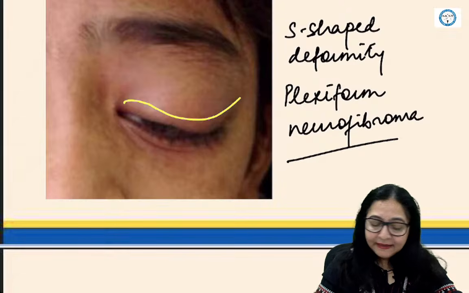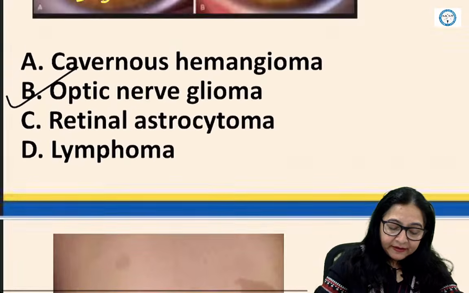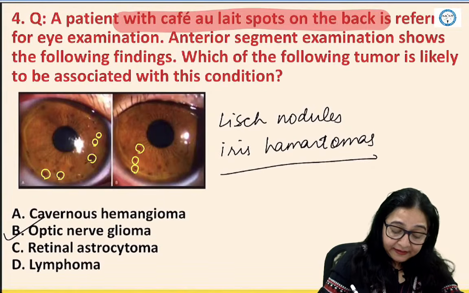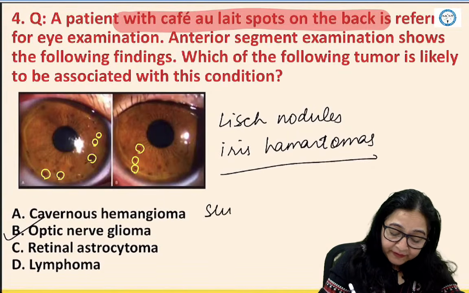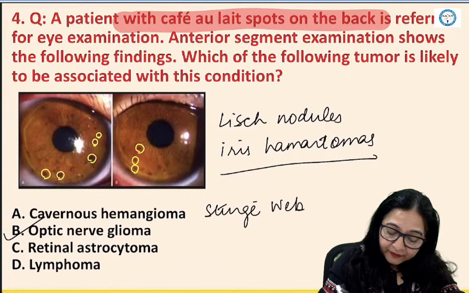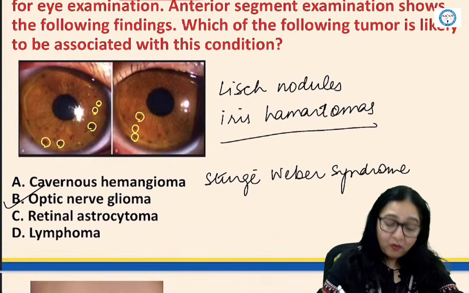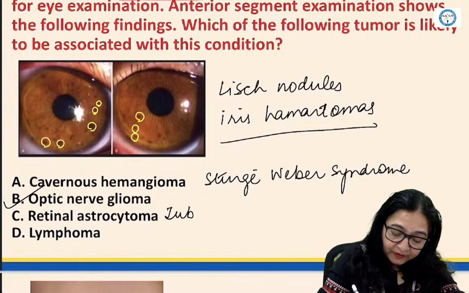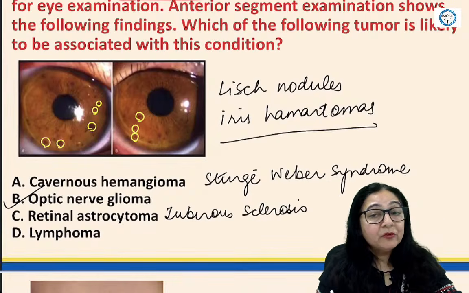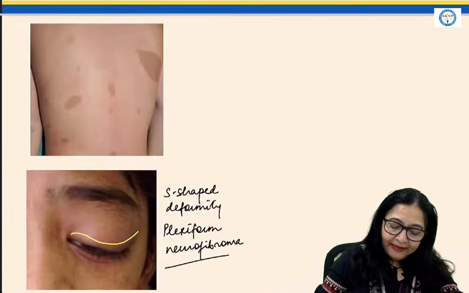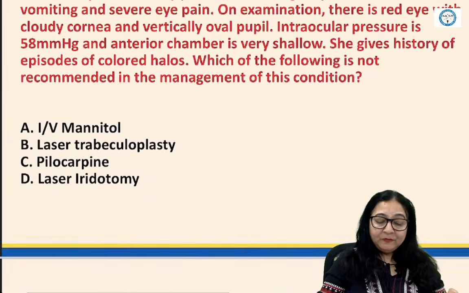ठीक है बच्चे? Right? And just for your reference here, hemangiomas are more commonly seen in cases of Sturge-Weber syndrome. Okay? And retinal astrocytoma is seen in cases of tuberous sclerosis. So these are not that commonly asked, but neurofibromatosis type 1 is commonly asked, बच्चे. ठीक है? चलें. Let's move on to the next question, beta.